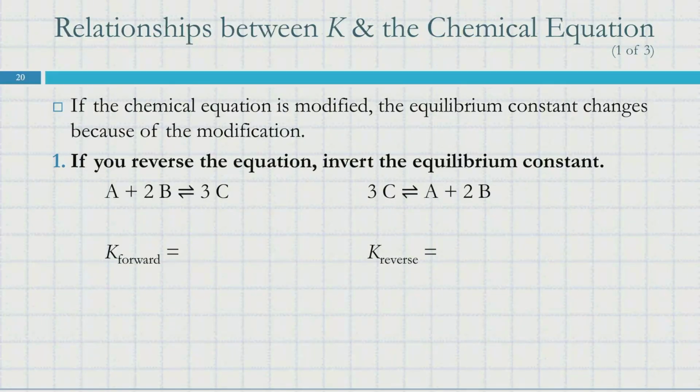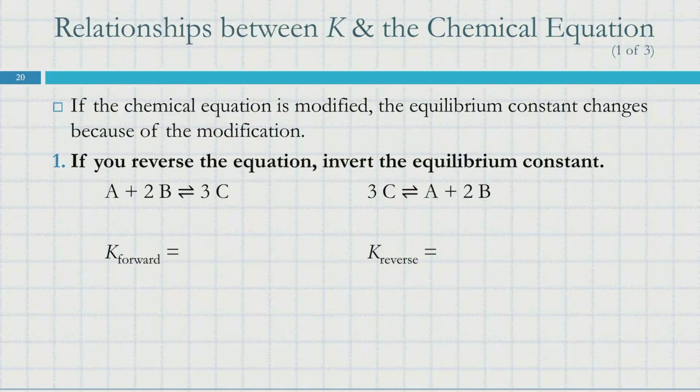The first is if you reverse the reaction, you invert the equilibrium constant. You swap the top and bottom. That's because our reactants and our products are changing places. It's always reactants over products. So if we swap our reactants and our products, that flips or inverts our equilibrium constant.